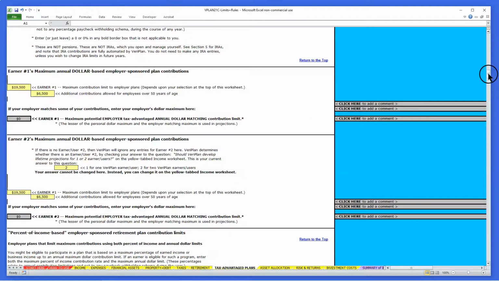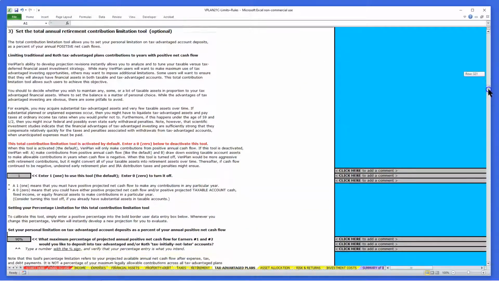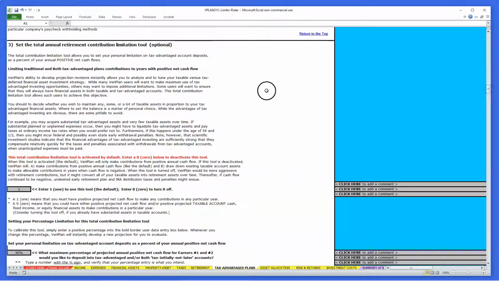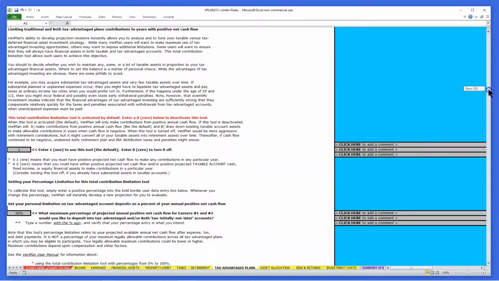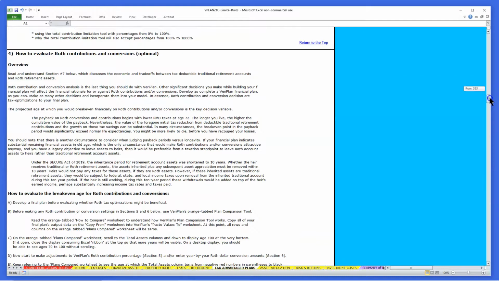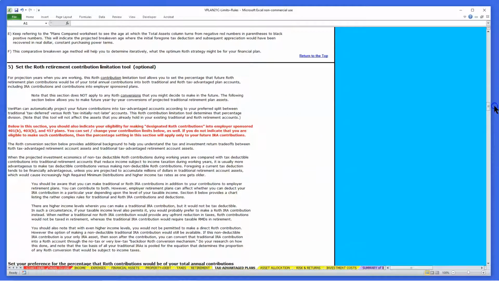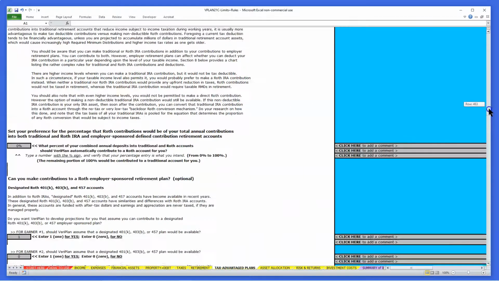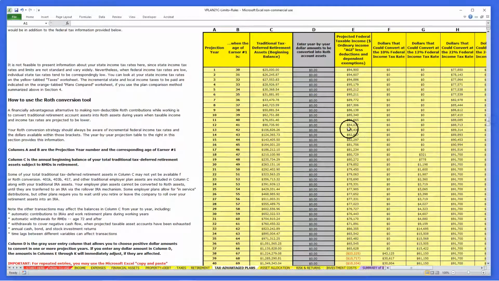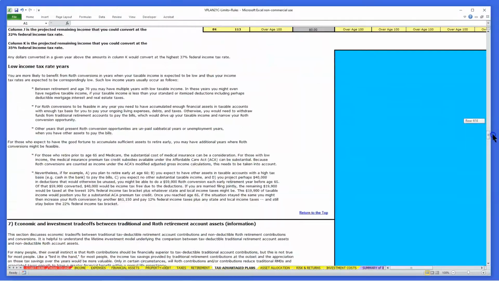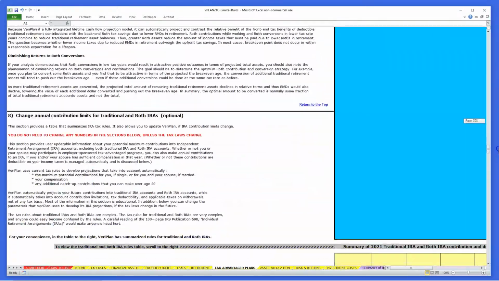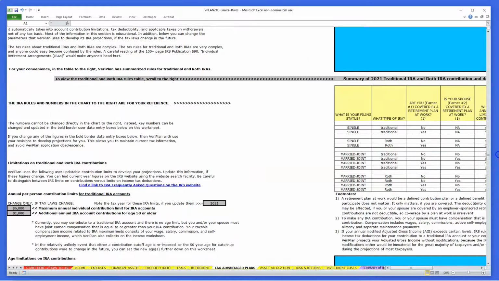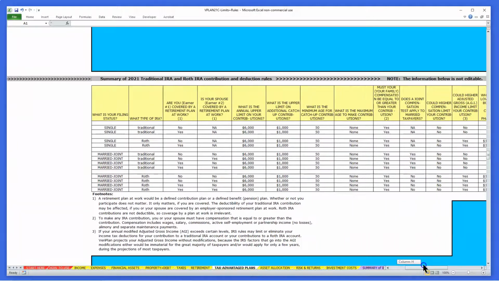There's a variety of ways to enter different kinds of employer plans here. We won't go into those details. There's also a contribution limitation tool for your projections. There's also a couple of ways to manage the analysis of whether Roth contributions will work for you, or there's a detailed year-by-year Roth conversions tool that allows you to figure out what the best years would be to make Roth conversions. As we go down here, this is now section number 8, and this over to the side is all the individual rules related to IRAs.